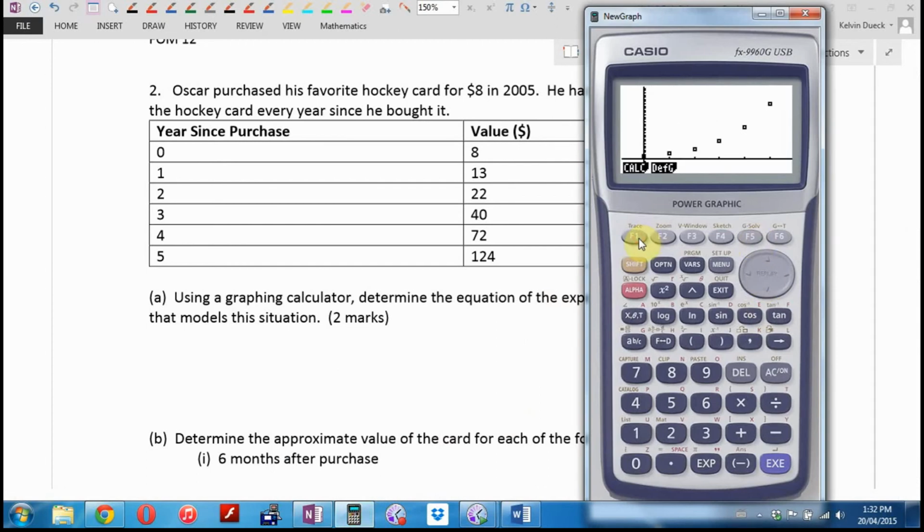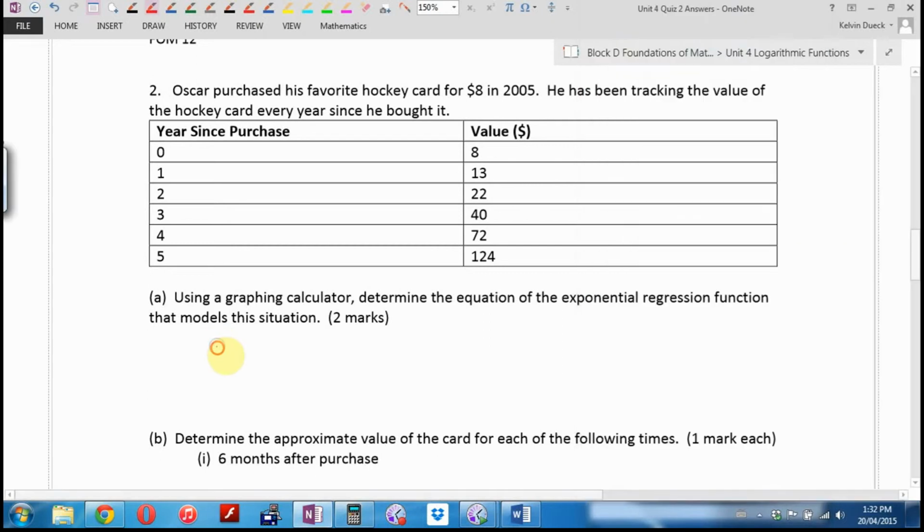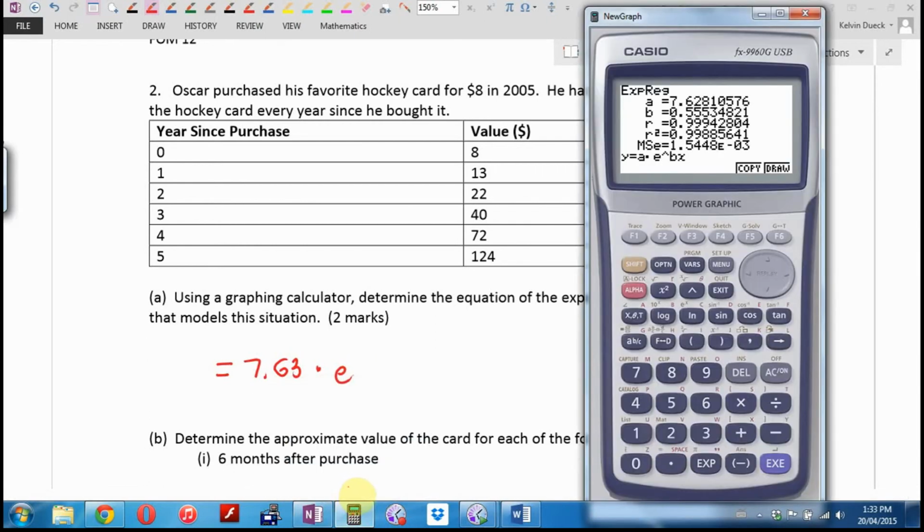Graph. Oh, it's increasing in value. Calculate. Exponential. So A is 7.63. Times E, that strange number, to the power of 0.555.